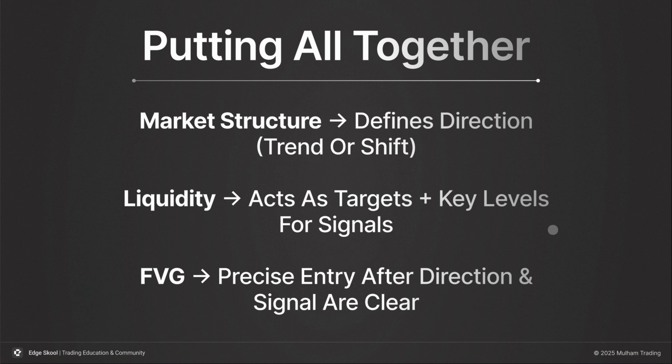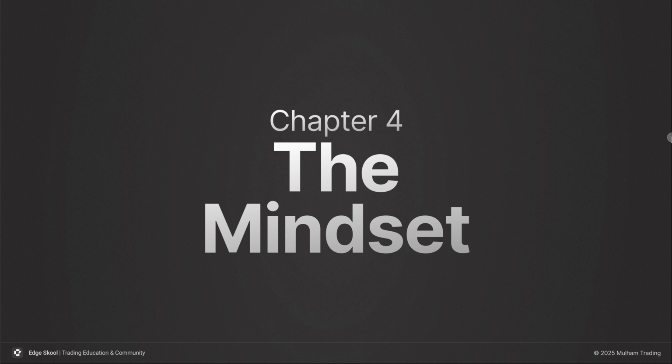So putting all together the 3 concepts that we discussed: when it comes to market structure, the purpose is to define direction. So we look at trend or shift, simply continuation or reversal, breakout structure or market structure shift. So we define the direction using market structure. Then liquidity comes and it acts as targets plus key levels for signal. So it tells you when to actually take a trade. And then fair value gap, we can use it for precise entry, after we determine the direction and the signal.